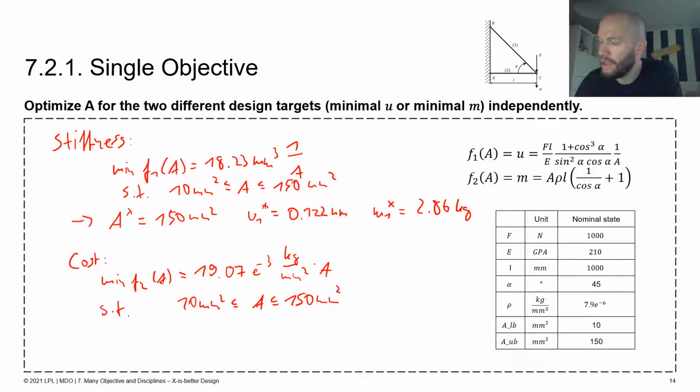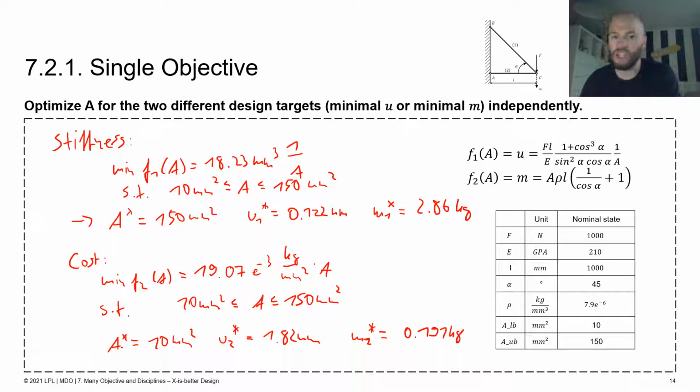And here it's also easy to solve, so this time we will go to the lower bound. Of course, we want to reduce the mass here. So the result this time is the lower bound with 10 square millimeters. The displacement is of course way higher, so here we have 1.82 millimeters, but the mass is of course, because this was the objective, lower with 0.191 kilograms.